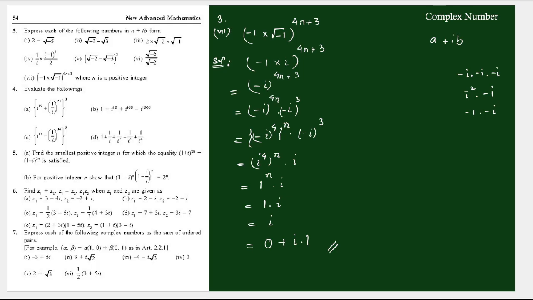Then now we will try to do question number 4. I guess you will be able to do number 4. It is same as number 2.